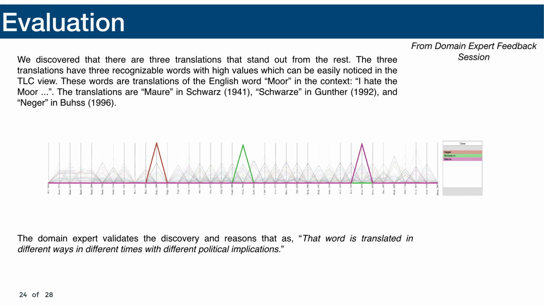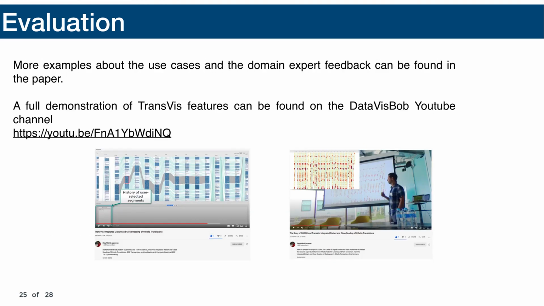Another example was discovered during the feedback session by a non-German speaker and then justified by the domain expert: there are 3 translations that stand out from the rest. The 3 translations have 3 recognizable words with high values which can be easily noticed in the TLC view. These words are different translations of the English word moor in the context "I hate the moor." The domain expert validates the discovery and reasons that the word is translated in different ways in different times with different political implications. More examples of use cases and observations can be found in the paper.